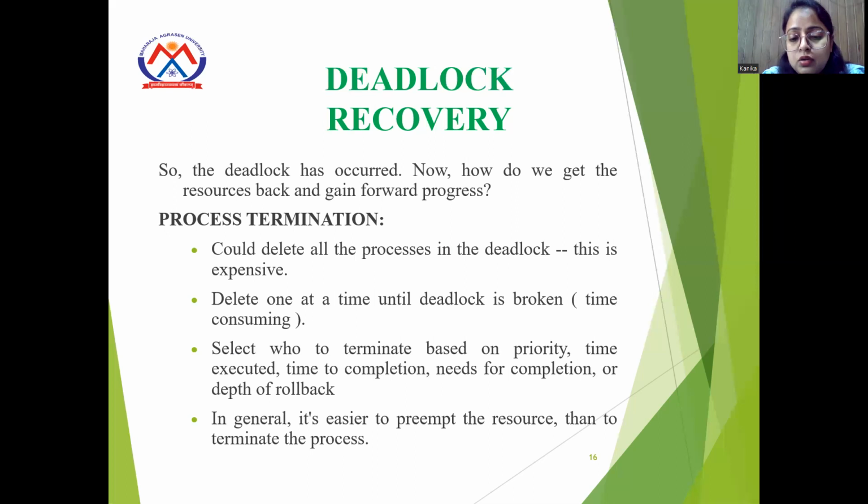In general, it's easier to preempt the resource than to terminate the process. As we can say in our general day-to-day life, it's relatively easy to delete resources rather than to delete processes, because in our operating system we simply want to execute our processes to get our work done. If we cannot execute our processes, then the work which we want to do in our system is totally wasted and totally stops.